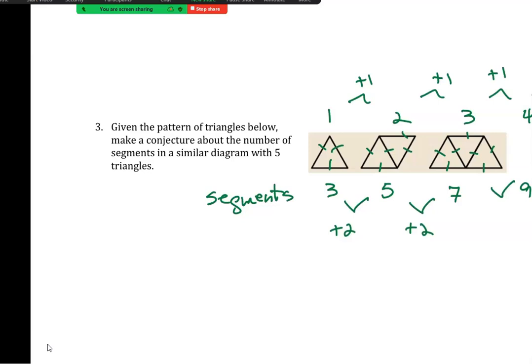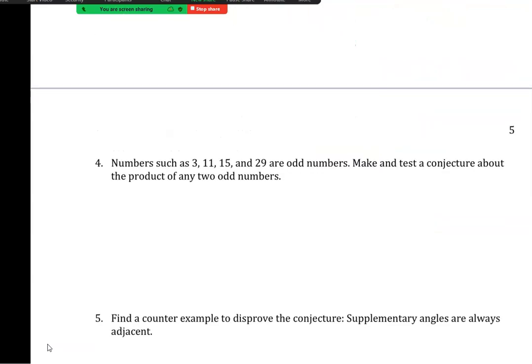So what did I do? If I added 4 to add another triangle, I would have added 2 more, right? And then to add another triangle, I would have added 2 more. That's how I'm getting 11. Okay, so these are conjectures looking at patterns.